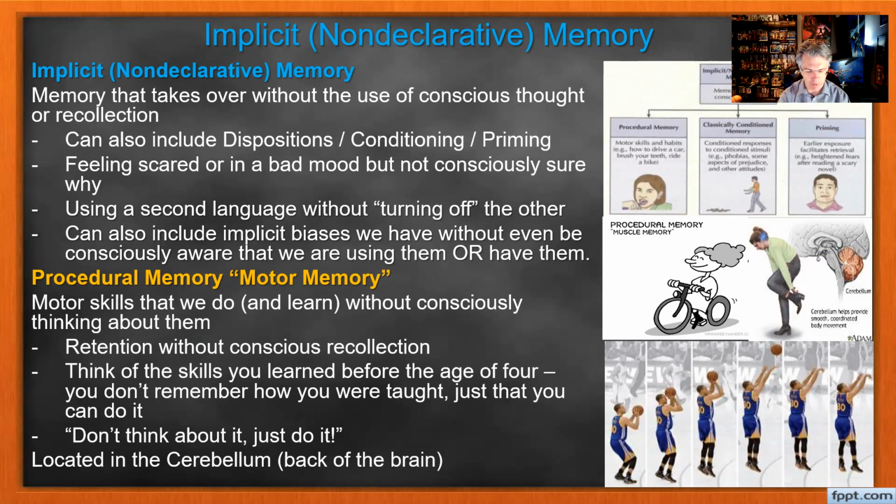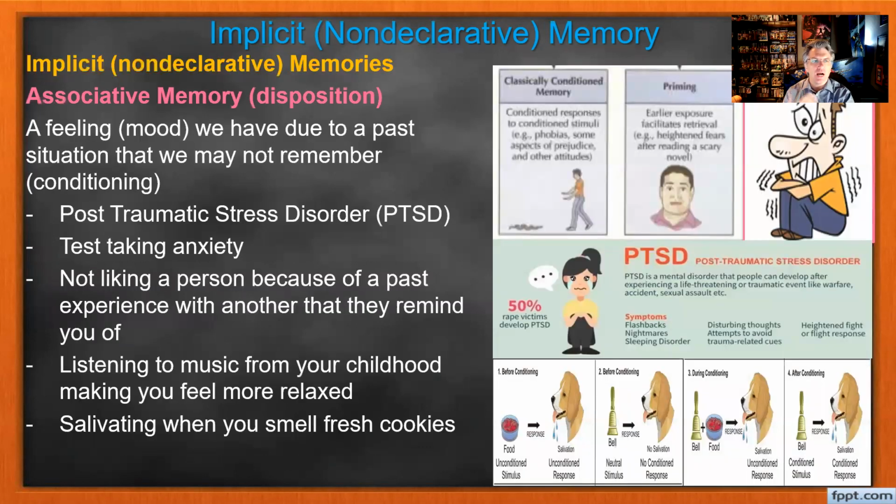We kind of have to type, okay, it would be there because we automatically do this stuff. And those are motor memories located again back in the cerebellum, part of implicit non-declarative memories. Other implicit non-declarative memories include associative memories, dispositions, moods that we're in, the idea of post-traumatic stress disorder that we talked about previously when we were talking about stress.